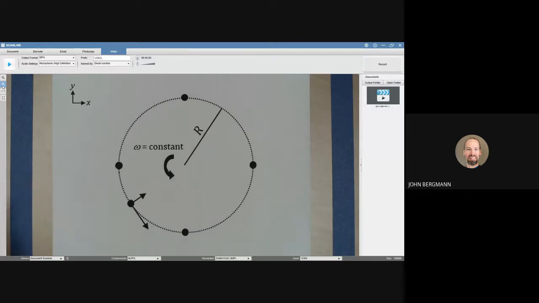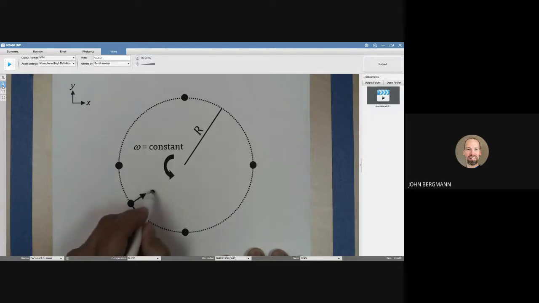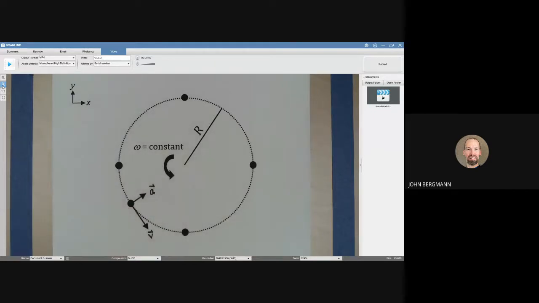So here we have an object that is in uniform circular motion. I've labeled 4 specific points. I'm going to call those the compass points. And then there's one point down here. This vector represents the velocity vector. And this one towards the center, of course, that's the acceleration. That's the centripetal acceleration if we're in uniform circular motion.